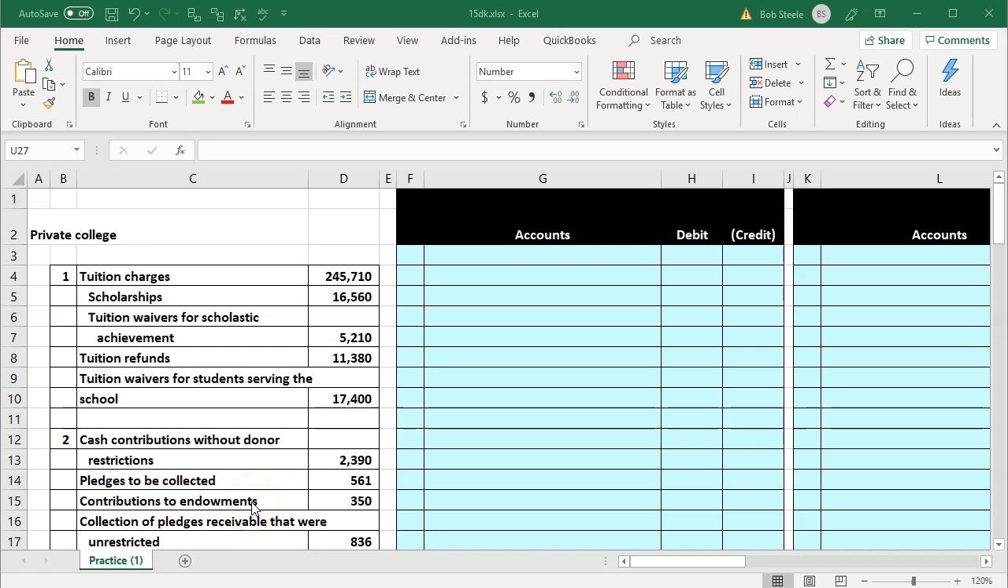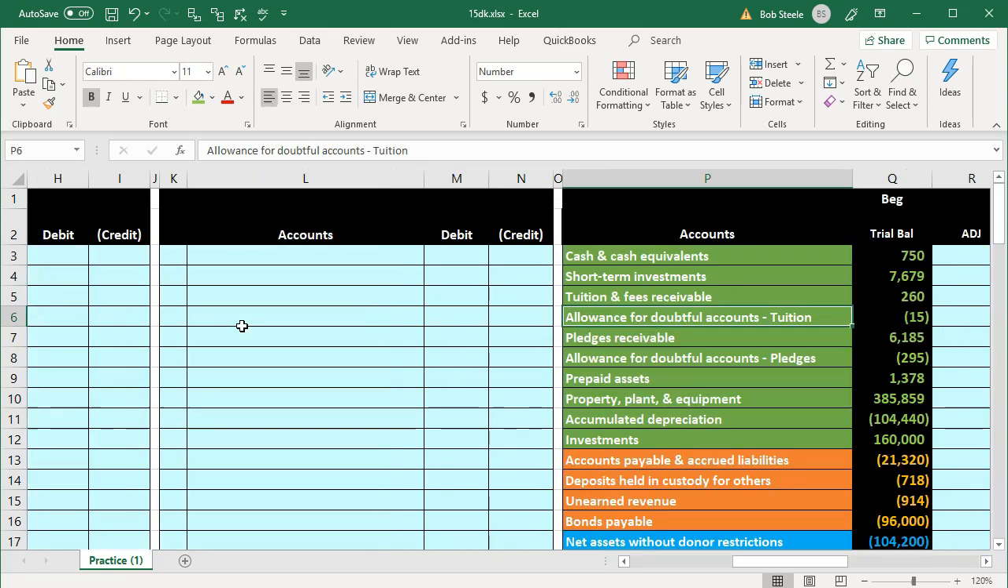In this presentation, we will work a comprehensive problem related to a not-for-profit organization, one which is a private college. We're going to have the information on the left side. We're going to put that into the blue area, or work through it within the blue area on the right side, this blue area being the general journal.